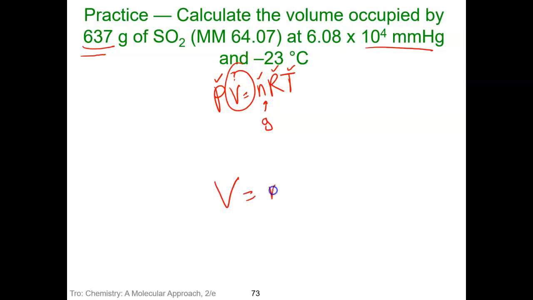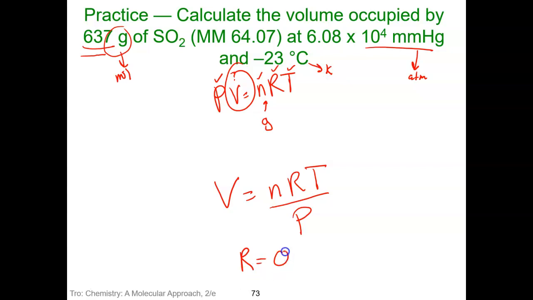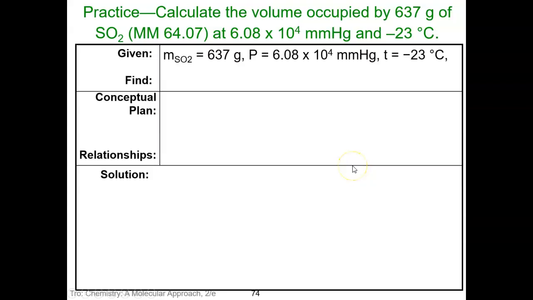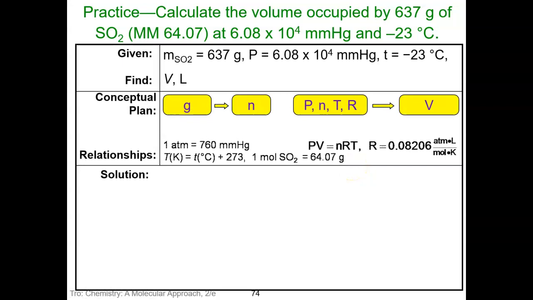This is just V equals nRT over P. We just have to convert grams to moles. The pressure has to go to atmospheres, and the temperature has to go to Kelvin, because remember, R is 0.08206 liter atmospheres per mole K. So if you use R, you have to use these units. You must use those units. Again, we need to get rid of those grams.